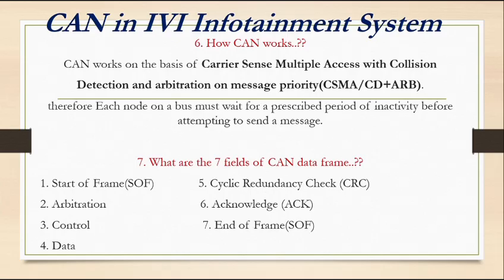What are the 7 fields of CAN data frame? The first one is start of frame, second one is arbitration, third one is control, fourth is data, fifth is cyclic redundancy check, and sixth one is acknowledge, and the seventh is end of frame.